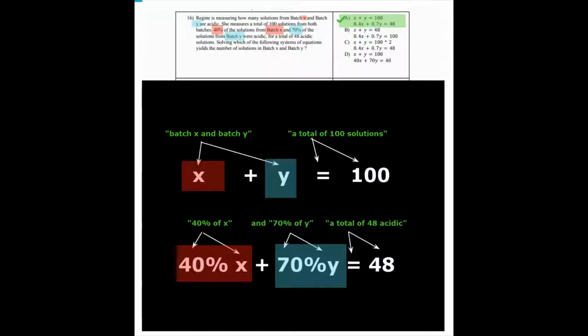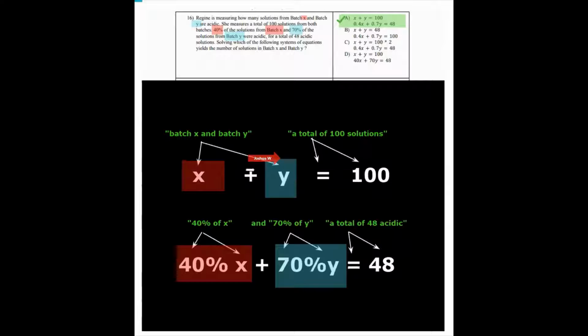Okay, so for this problem, you need to extract the proper English phrases to set up the system of two equations. From the first sentence, we know that the first batch of solutions, the first chemical mix, is X. The second mixture is Y.